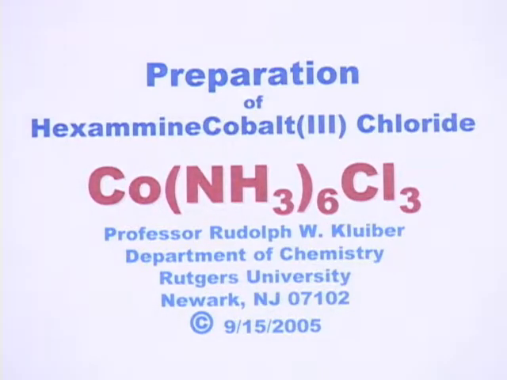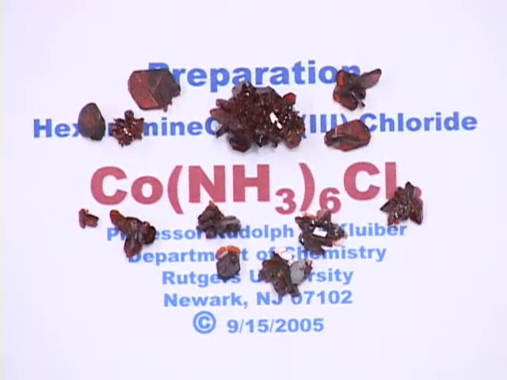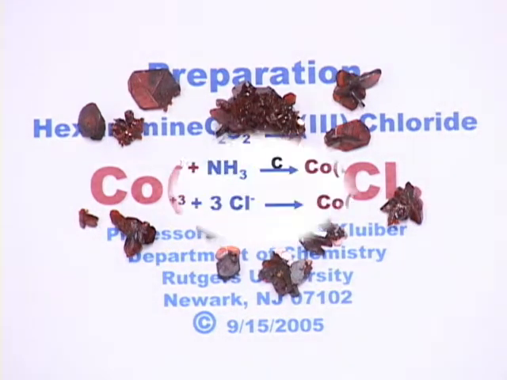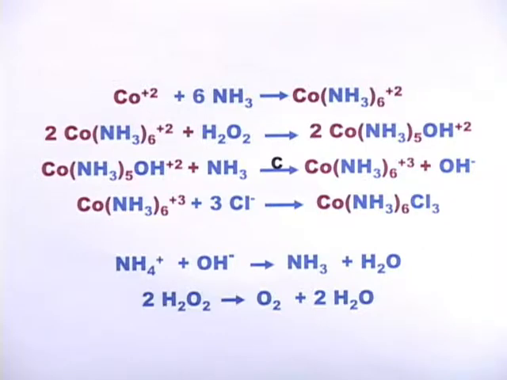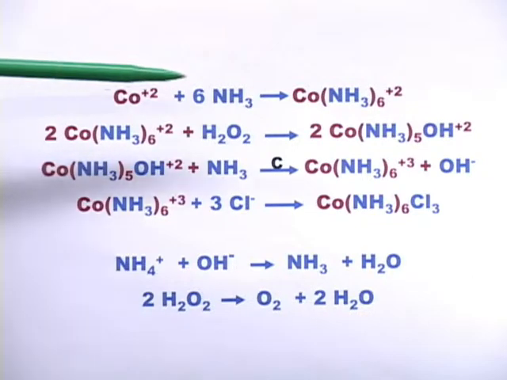This experiment is a synthesis of hexamine cobalt-3 chloride. In this experiment, you will prepare, isolate, and turn in a pure sample of this coordination compound. The chemistry involves a series of steps. You will start with cobalt-2, that is divalent cobalt, and ammonia.